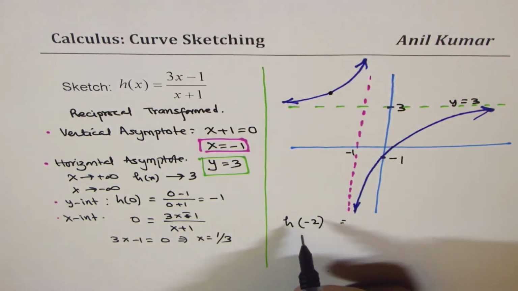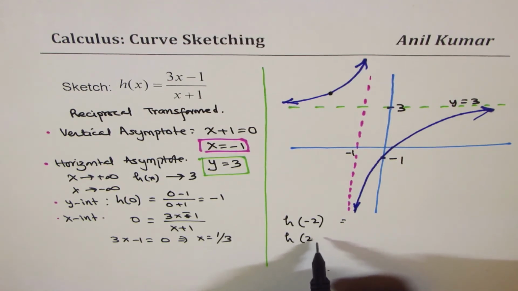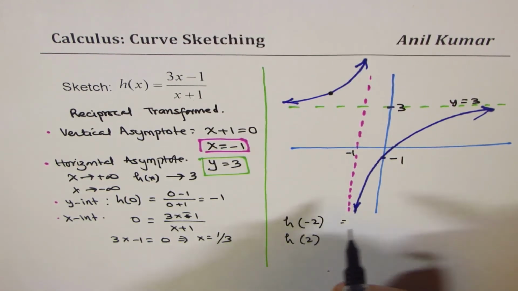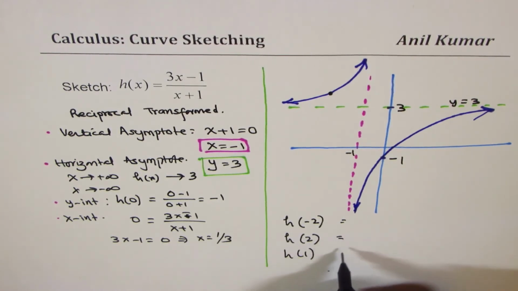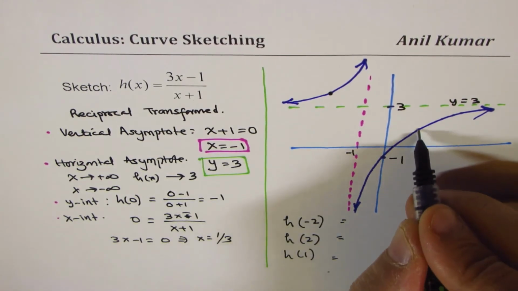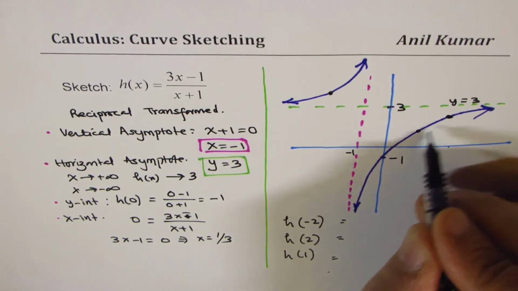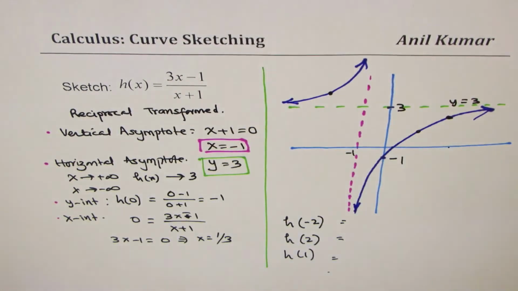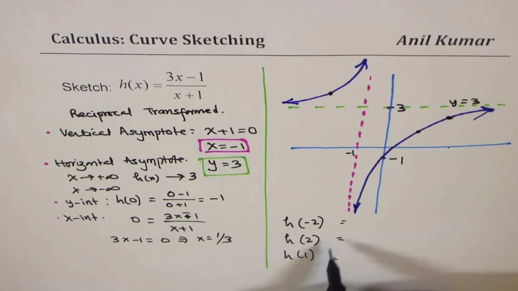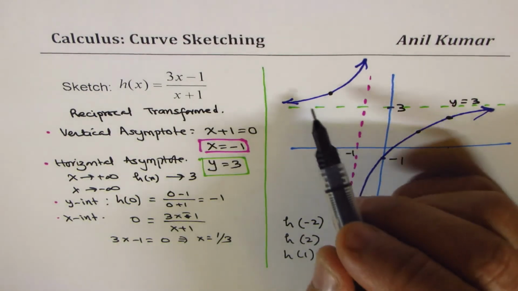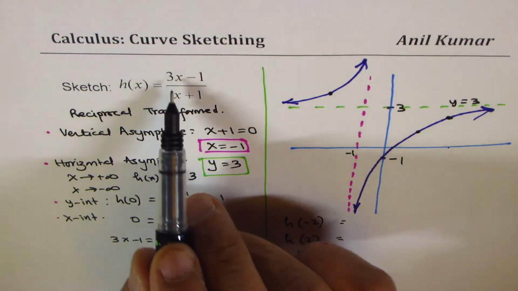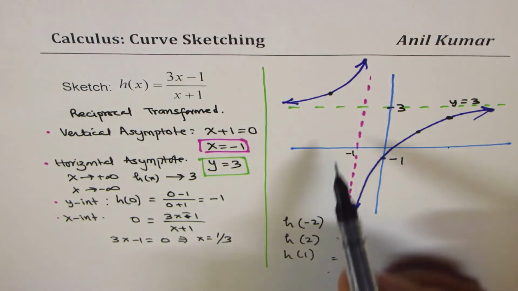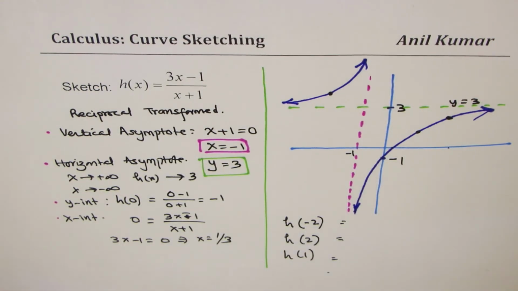Is that okay? Similarly, you can find the value of the function at 2, right? Or even 1. So when you write these values, you get your points, and these 5 points will give you accuracy. You understand? So calculate these points if you really want to sketch a perfect graph. I'm not doing it here, but it's easy. Just plug in the value, calculate your answer, plug it in, and sketch.